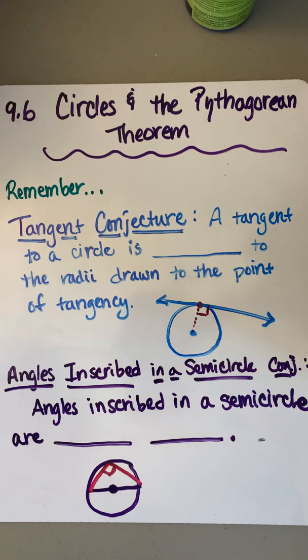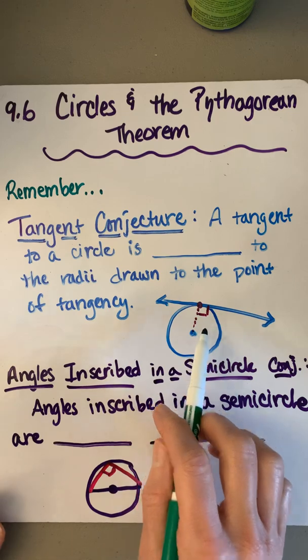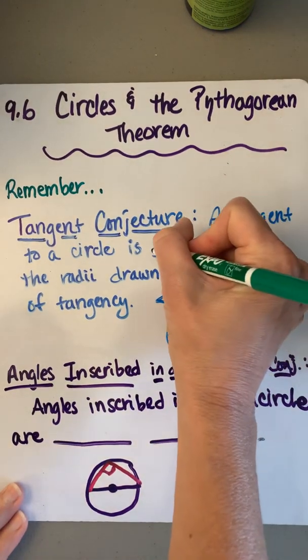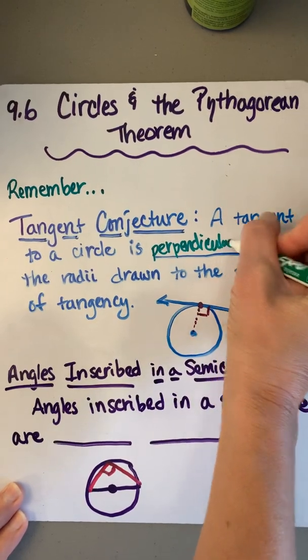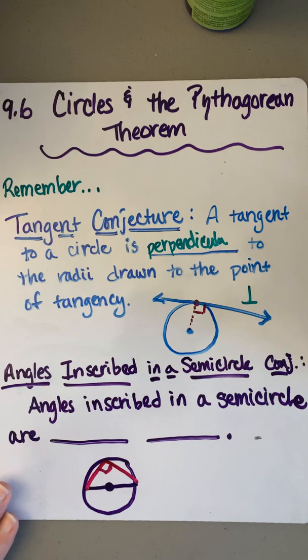And so we're going to start off with a little bit of review about some things to remember, some conjectures. The first one is the tangent conjecture, and you already wrote these down, so you don't need to write these down again. You've got them probably already in your notebook or on a little handy sheet that we talked about. The tangent conjecture tells us that a tangent to a circle is perpendicular to the radii drawn to the point of tangency. So we see it right here. And the symbol for that, remember, is that upside down T.